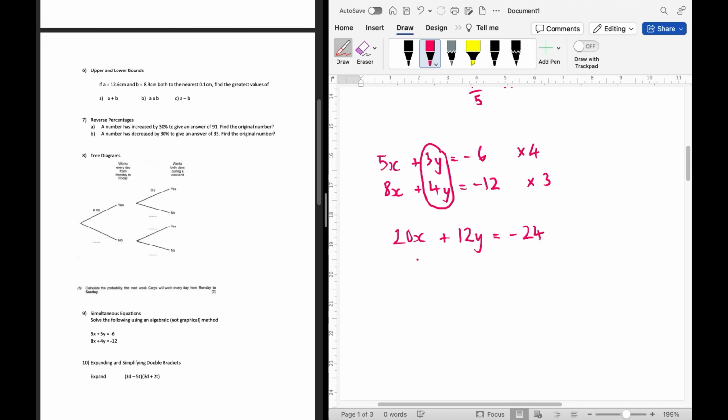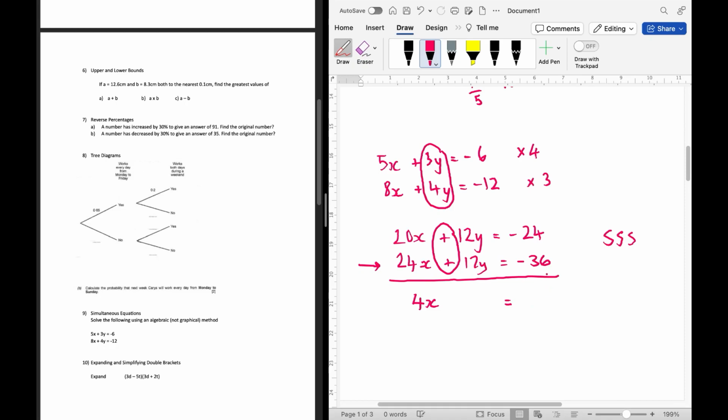So that one has been times by 4. And then 24x plus 12y equals minus 36. Once you've got the y's to be the same, we look at the signs before the y's, and these are the same signs, so we're going to subtract. I always find which equation has got the bigger numbers in. The bigger numbers are on the bottom equation, so I'm going to do the bottom take away the top. So 24x take away 20x is 4x.